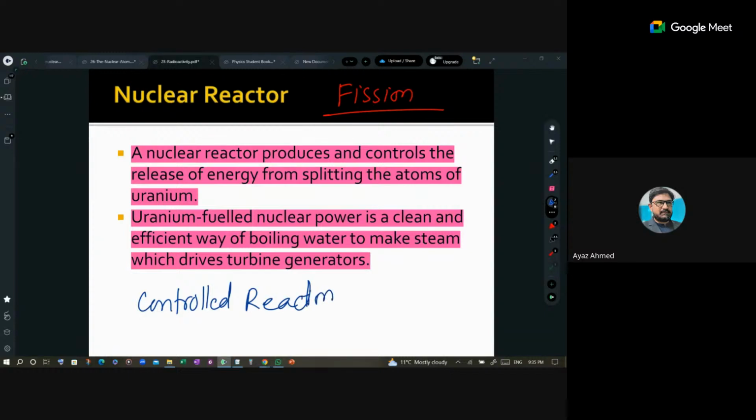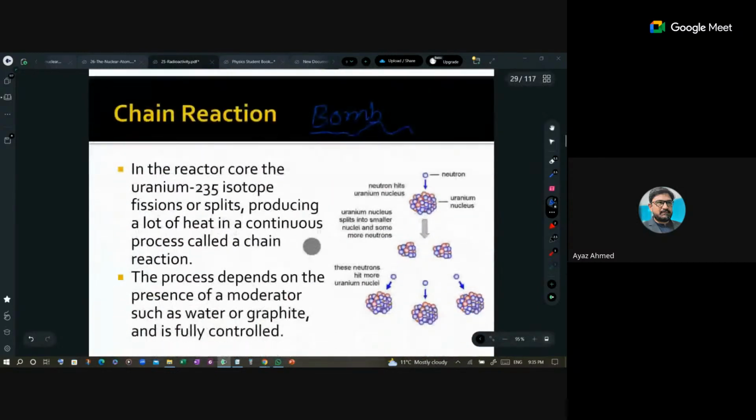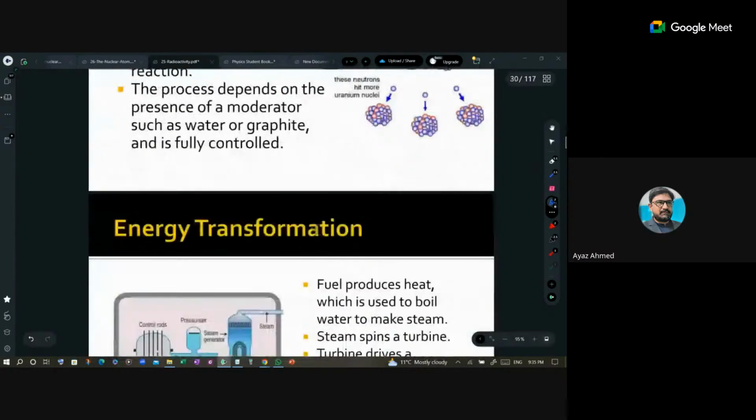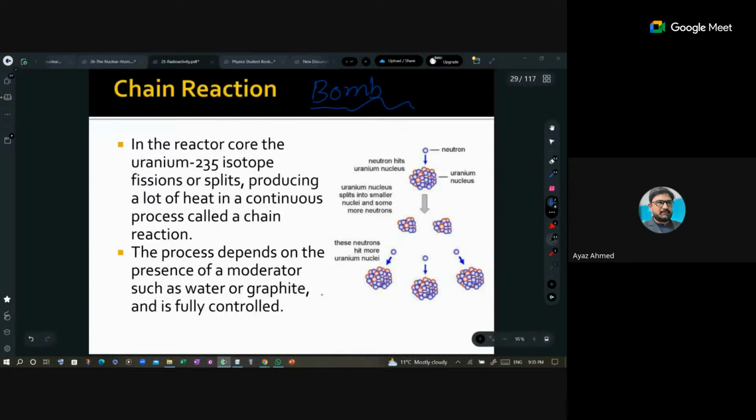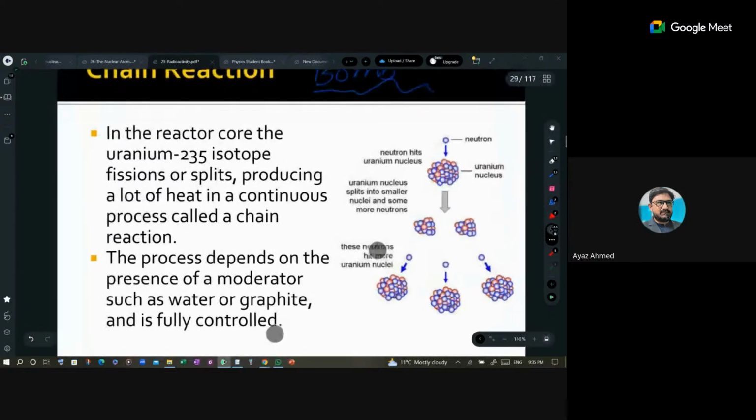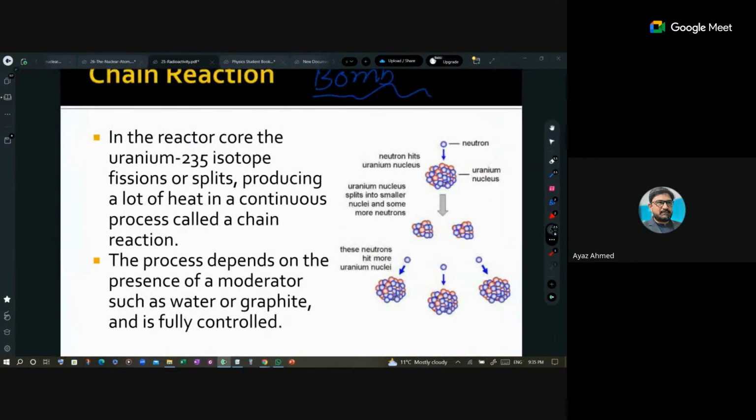The reaction is controlled. Okay, so control reaction, we use some of the nuclei out of here. I will explain what happens in the nuclear reactor and how we control these nuclei. In a chain reaction, in the reactor core, there are some nuclei which split up, producing a lot of heat, and it is a continuous process that is called a chain reaction.